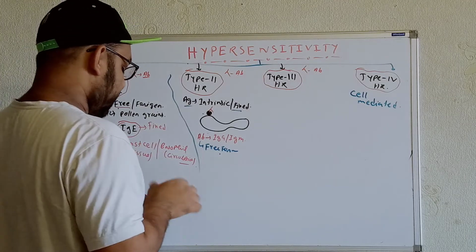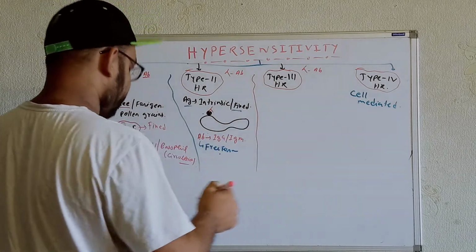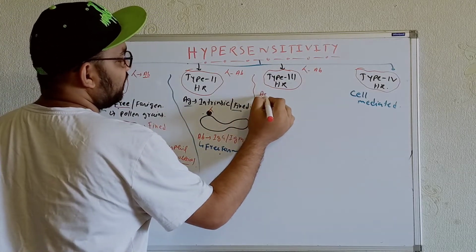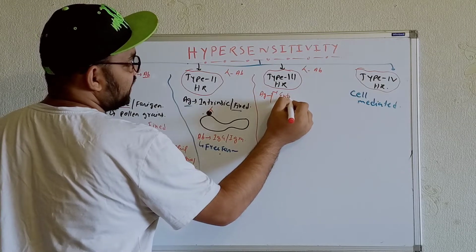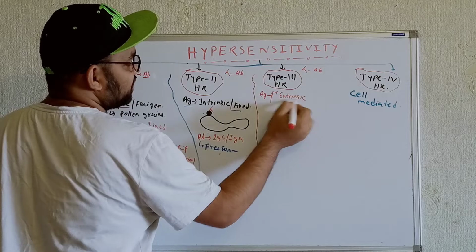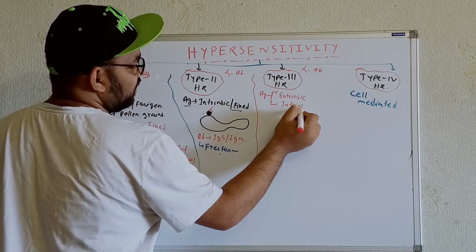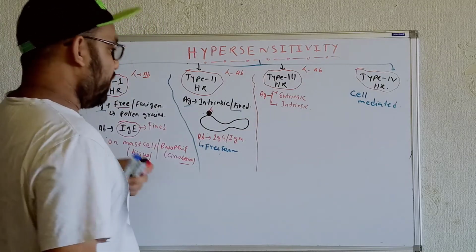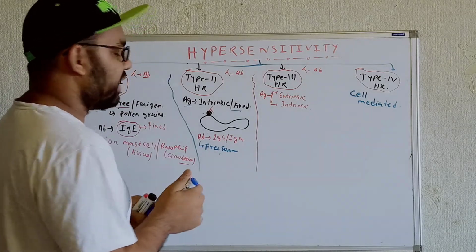What about the type 3 hypersensitivity? In type 3 hypersensitivity, how can we define? In these cases, if we just talk about in terms of the antigens, the antigens can be intrinsic or extrinsic. So let me write it over here. This can be extrinsic antigen, that can be intrinsic antigen as well. Okay, extrinsic or intrinsic.